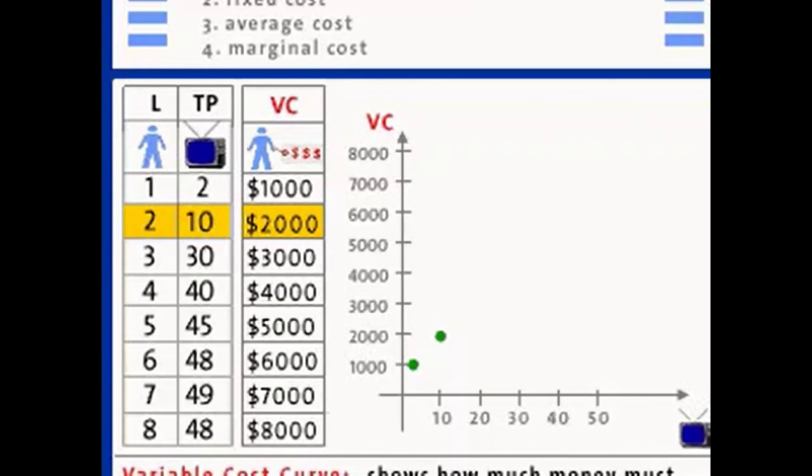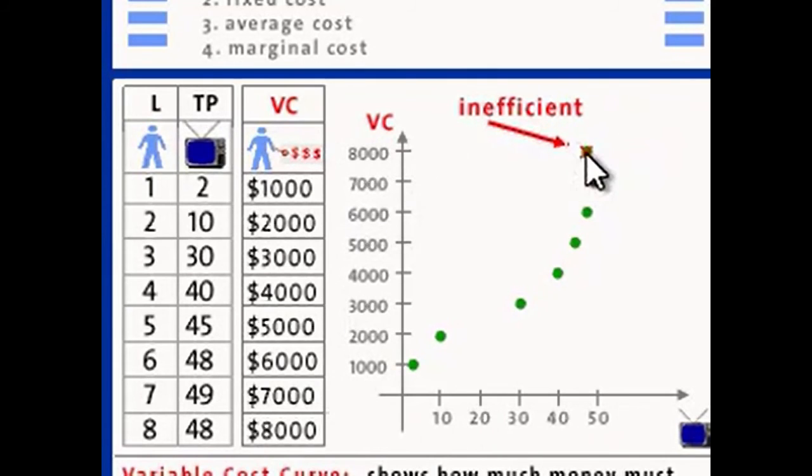Remember before, I told you that this point is inefficient because you can produce the same number of televisions with less money spent on labor. That's why I'm putting an X on this point. We're not going to consider this point on the variable cost curve because no firm in its right mind would ever operate at that point. That is a point of inefficiency, so we're going to leave that point off the curve.